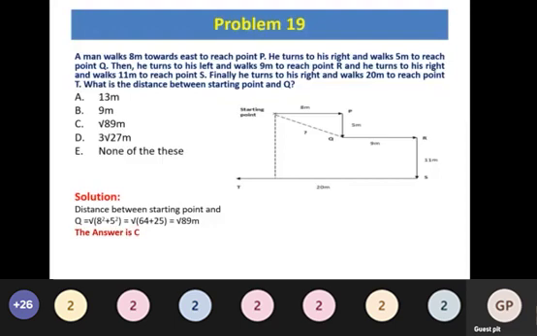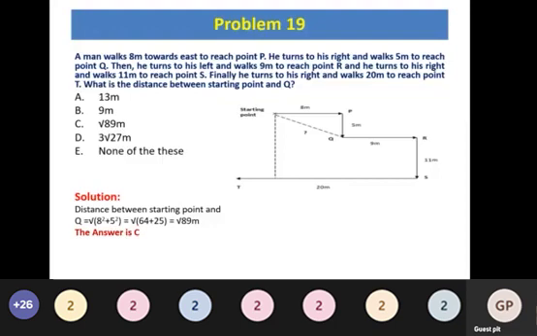Starting point and Q. The options are A 13 meters, B 9 meters, C root of 89 meters, D 3 square root of 27 meters, and E none of the above, of course. Now if you see the solution, we can write it using Pythagoras theorem, the point Q they're asking. So the other sides, of course, are 8 meters and 5 meters.